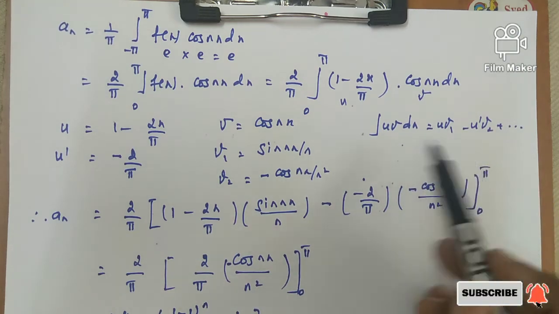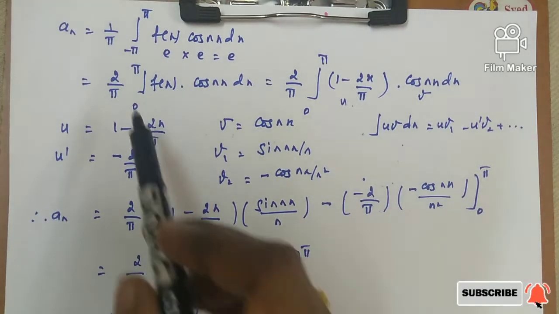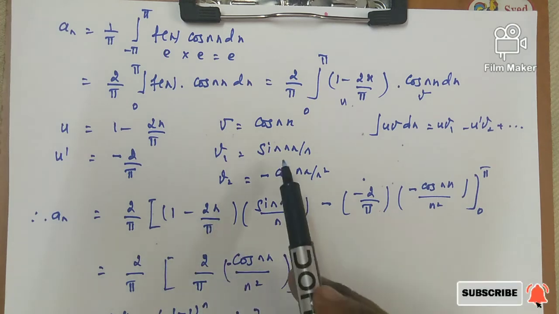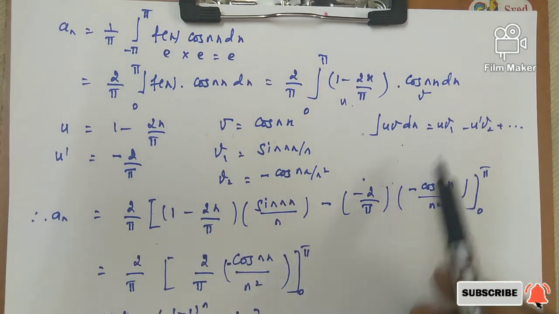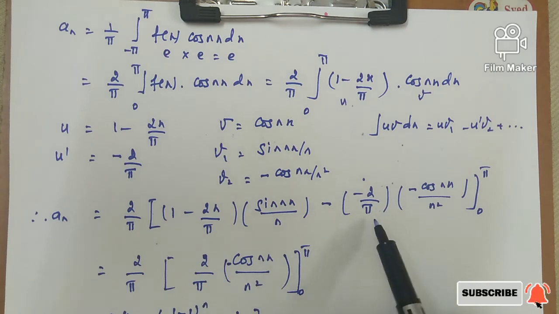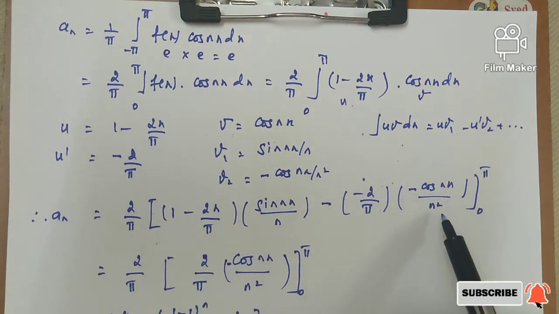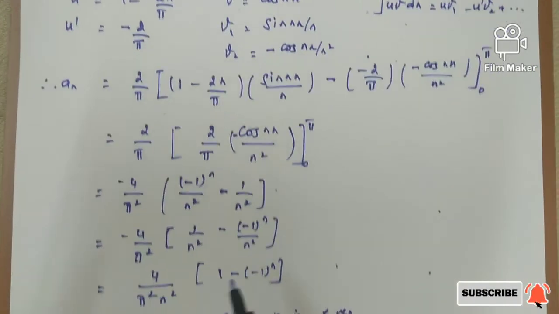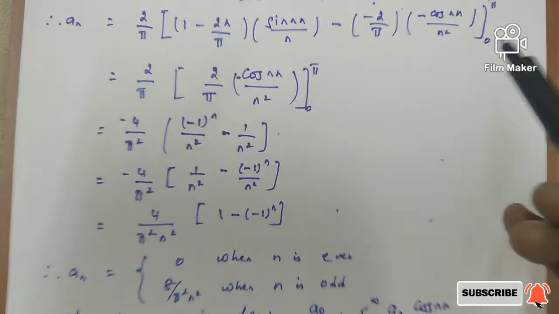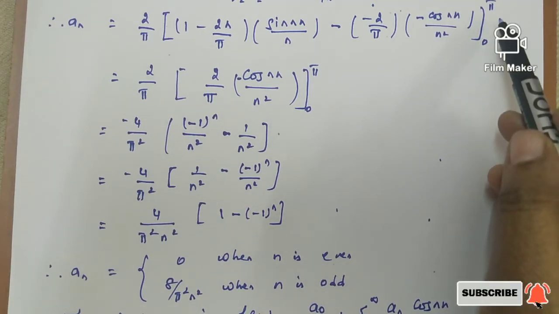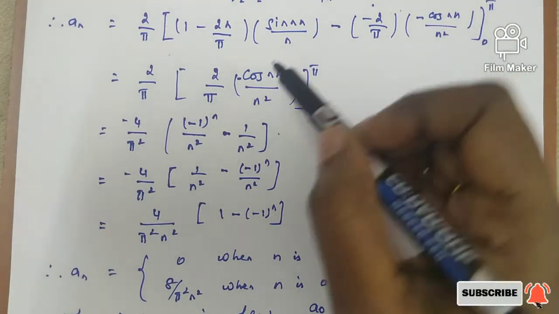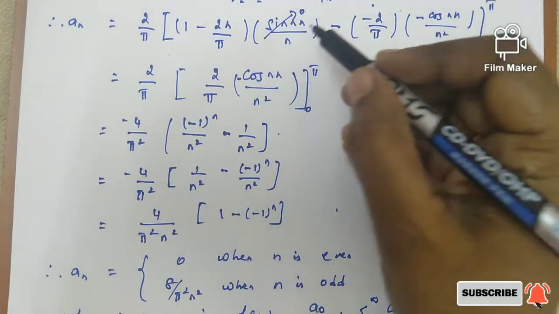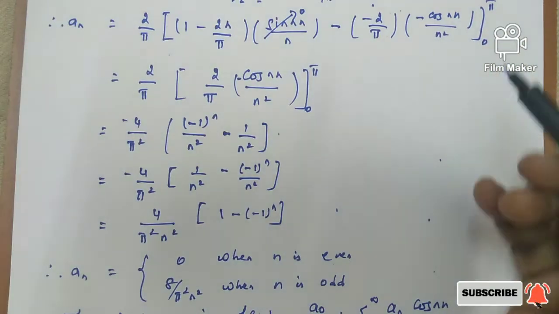So now we are going to apply the result. an equal to 2 by pi, u is 1 minus 2x by pi, v1 is sin nx by n, minus u dash, which is minus 2 by pi, v2 is minus cos nx by n square, with the limit 0 to pi. Here the first term is sin with the limit 0 to pi. We know very well that with the limit 0 to pi, the sin term is coming. Before applying the limit itself, we can make the term 0 because multiples of sin pi is 0, and sin 0 is also 0.